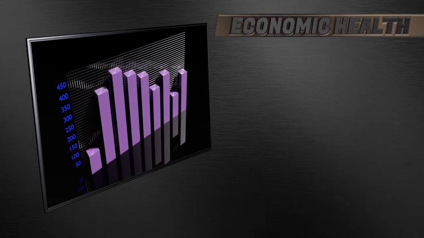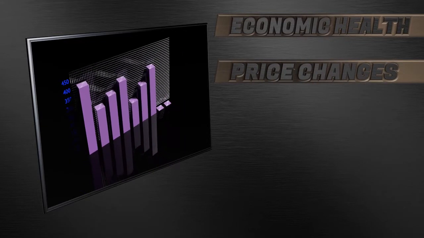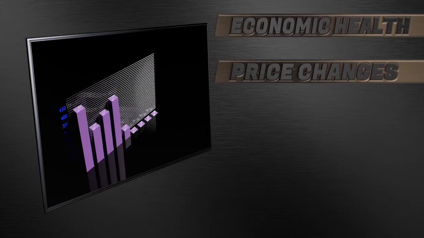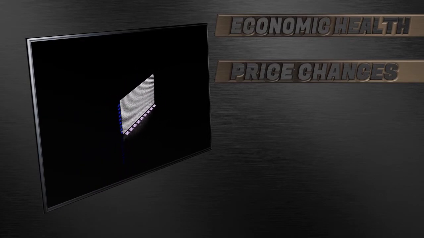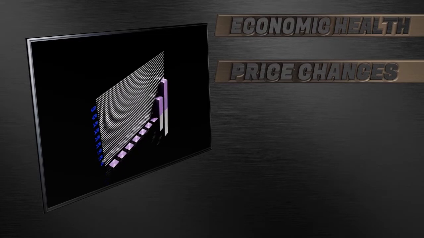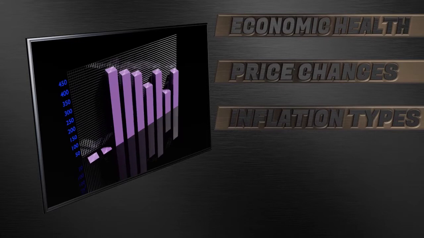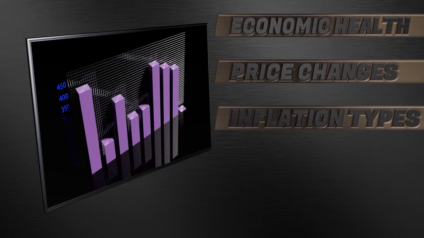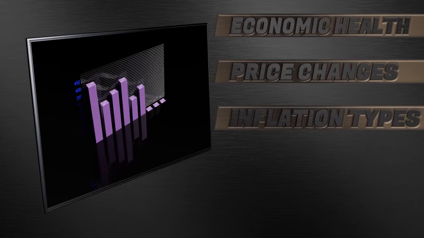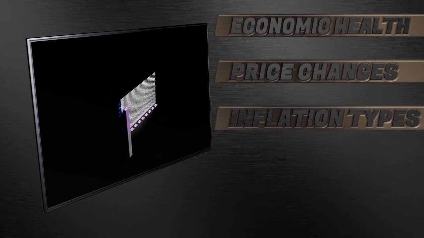Today, we're going to talk about price changes. We know that prices go up and down all of the time, but how do we define those things and how do they affect the economy as a whole? Then we're going to dive into inflation. What are the types of inflation? Some of the causes of it. How can consumers affect it? How can businesses affect inflation? And how can the government affect inflation?